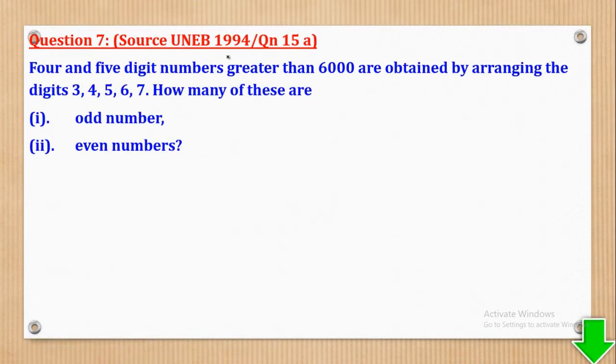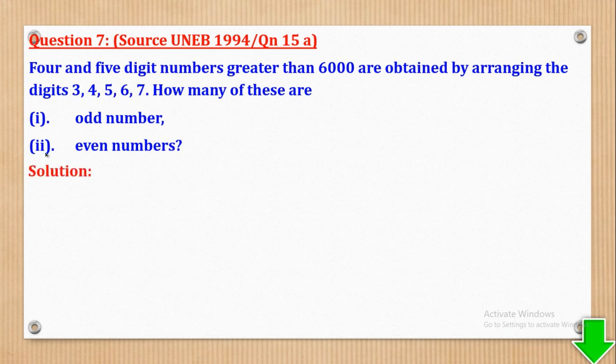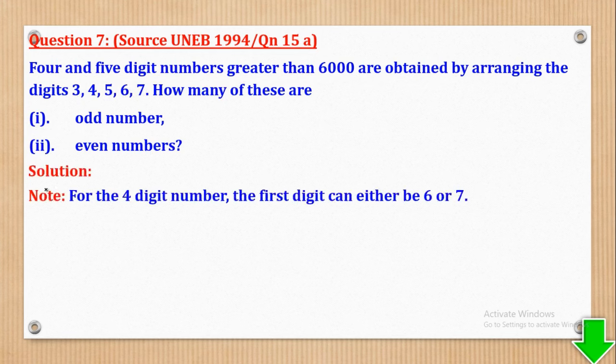Then question 7 came from UNEB 1994, paper 1, question 15A, and says 4 and 5 digit numbers greater than 6,000 are obtained by arranging the digits 3, 5, 4, 6, 7. How many of these are odd numbers and how many are even numbers? So let's start with Roman 1, where they want odd numbers. Something to notice is that for a 4 digit number, the first digit can either be 6 or 7 because they said it should be greater than 6,000. But for the 5 digit number, it is unrestricted because a 5 digit number would automatically be greater than a 4 digit number.